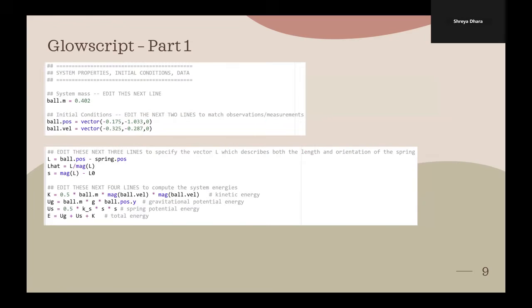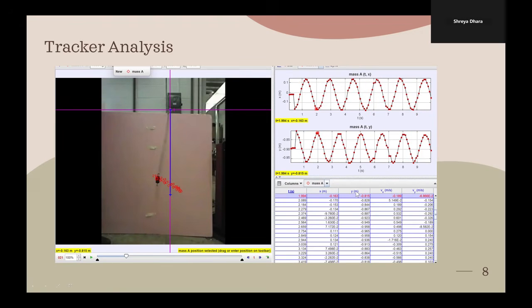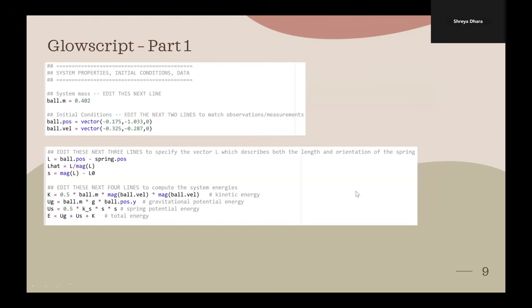So you can see in the first snippet, I added the initial conditions for the ball, so the position and velocity vectors, which I took from my Tracker analysis here. And then I went on to add in the initial kinetic, spring potential, gravitational potential energy, and then the total energy, as well as L hat and s.